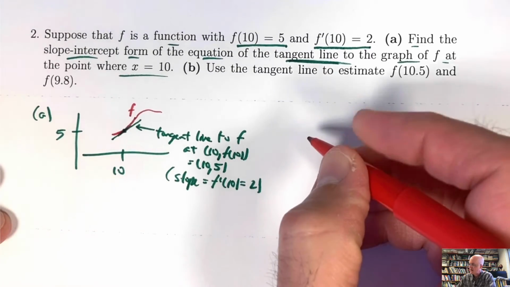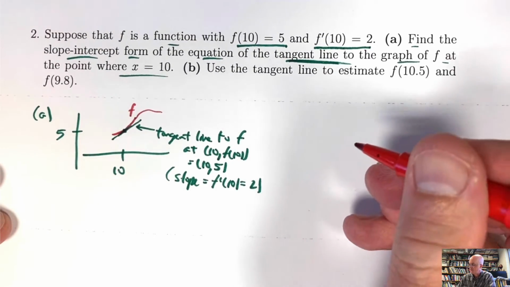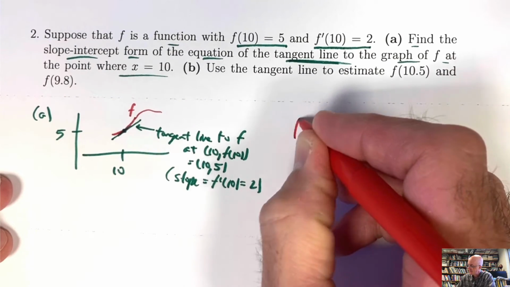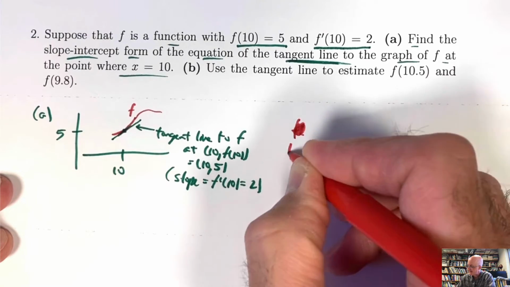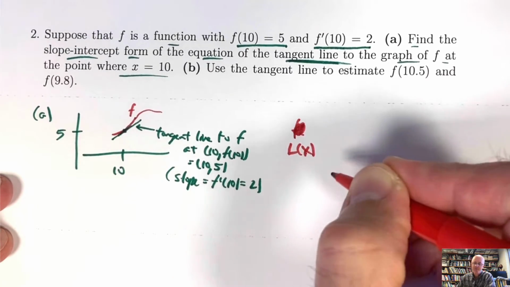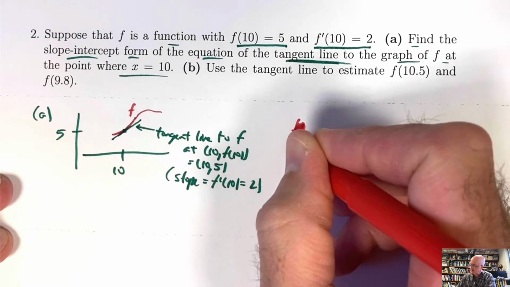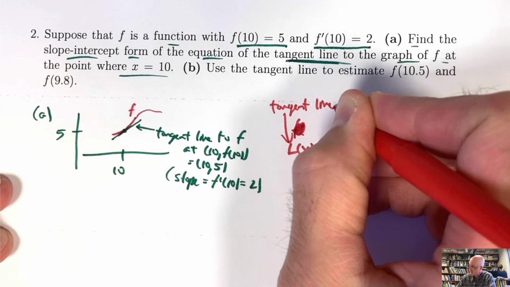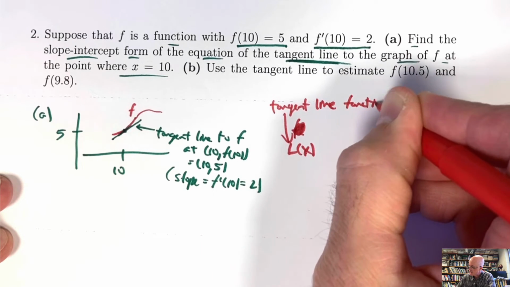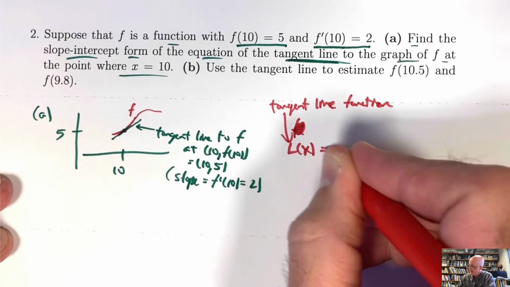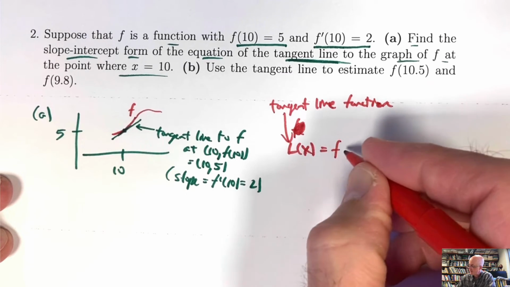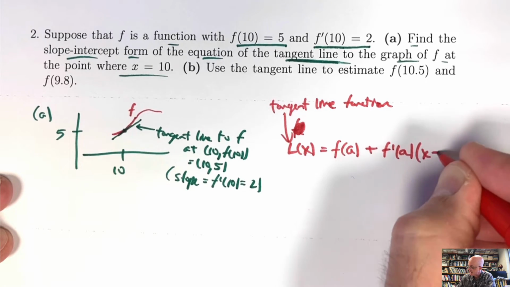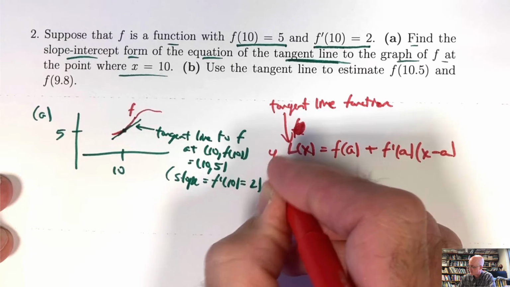As far as finding the equation, you could use point-slope form initially, and I do that here, though in a way that's maybe not typical. I'm going to write L of x for the function name for the tangent line. The tangent line function, or formula, is f of a plus f prime of a times x minus a. And maybe you'd prefer writing y instead of L of x.